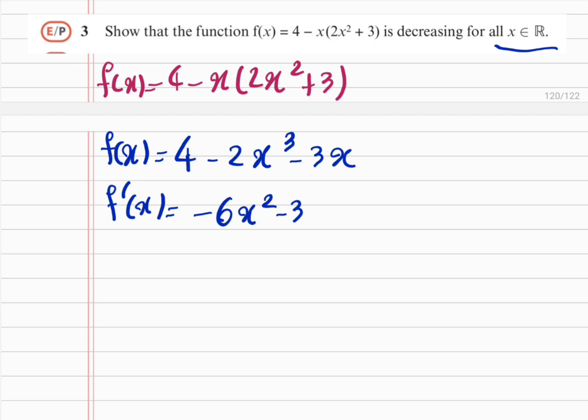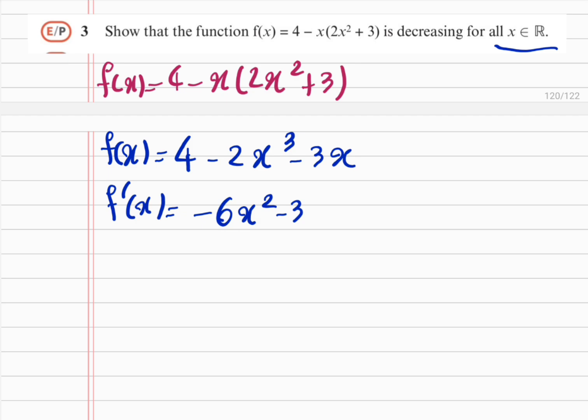So here we just need to think a bit outside of the box, because we don't need to do any sort of calculation. The only thing that we should realize is that no matter what the input value for x is, because x is a real number, x squared makes that positive, right? So if x squared is always positive, no matter the value of x, then minus 6 times a positive number is always a negative number. And then you also have a negative 3 at the end, which makes this even more negative.